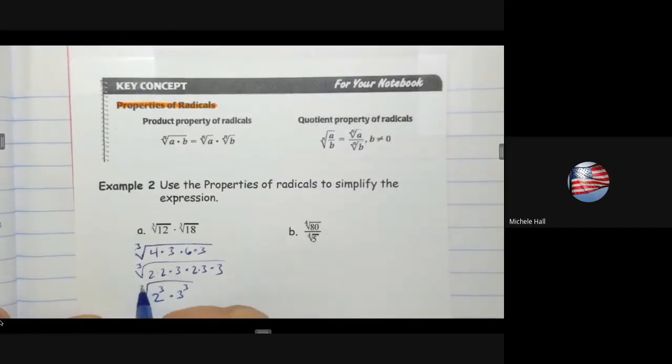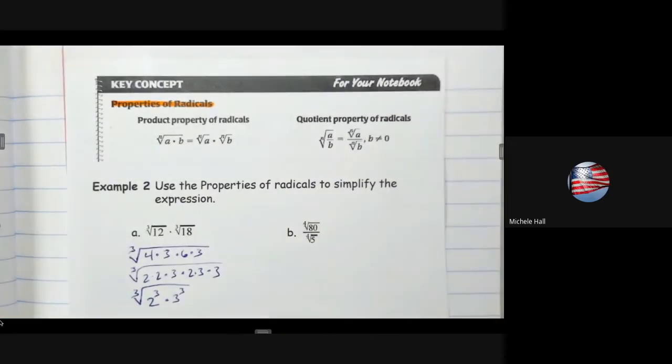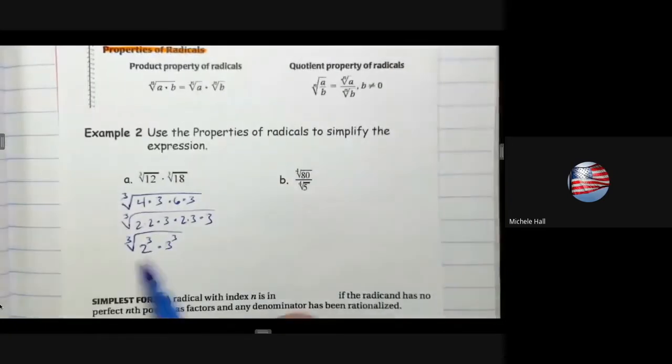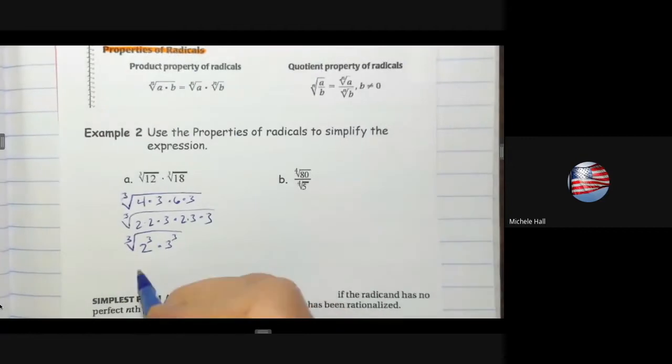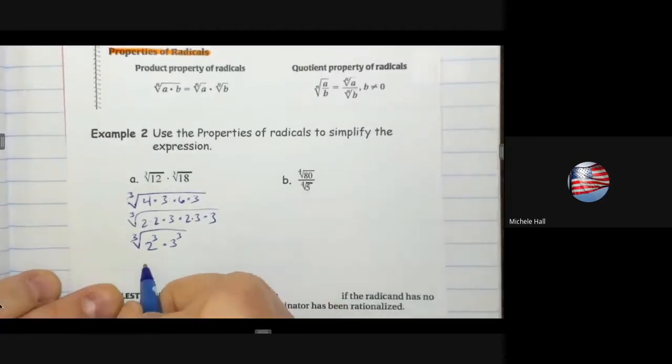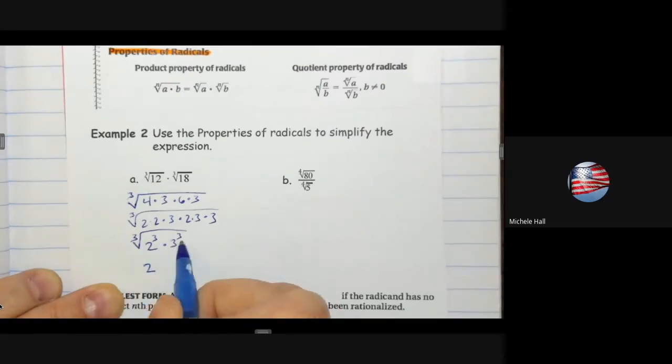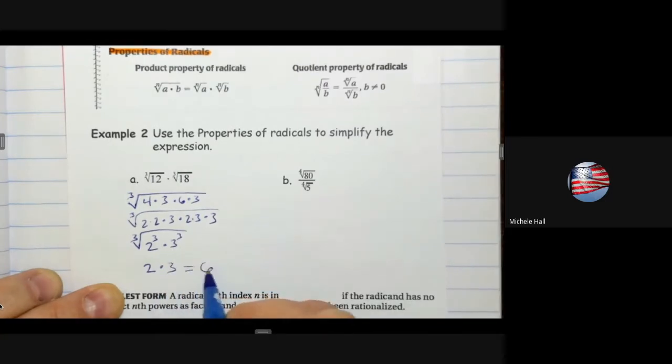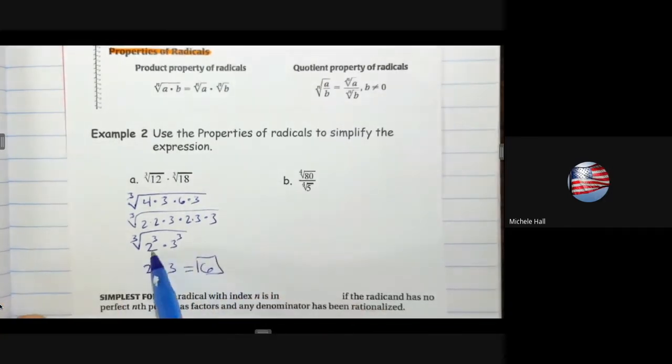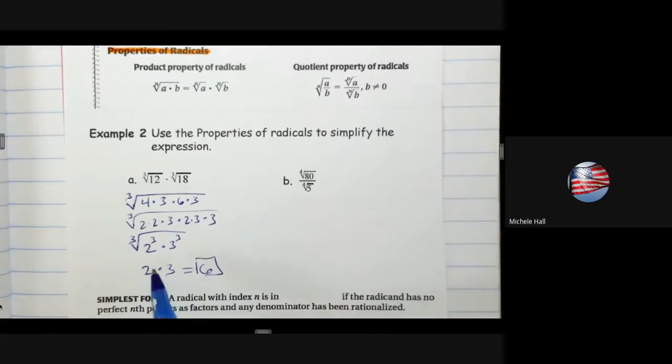And that is the cubed root. The cubed root of 2 cubed is 2. The cubed root of 3 cubed is 3. That totally equals 6. So the cubed root of 8 is 2, and the cubed root of 27 is 3. And then you multiply them together, because that's what was happening under the radicand.